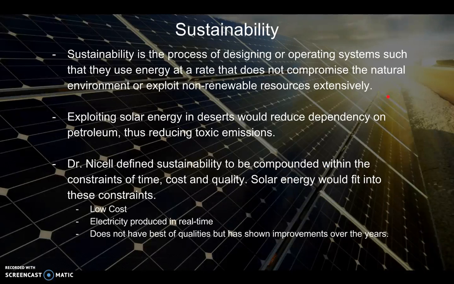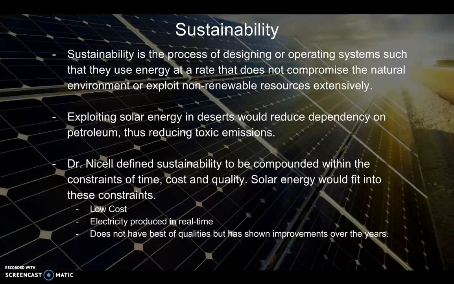So we often talk a lot about sustainability. Sustainability, as we know, is the process of designing or operating systems such that they use energy in a more economical way and do not exploit non-renewable resources. And exploiting these non-renewable resources can be demonstrated in deserts, where there's a dependency on oil and gas. Using solar energy can reduce these dependencies.